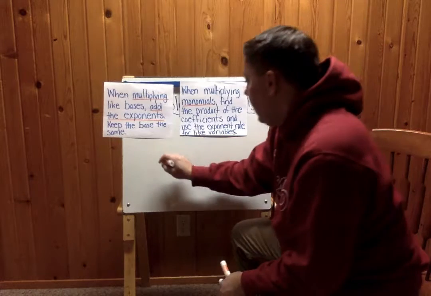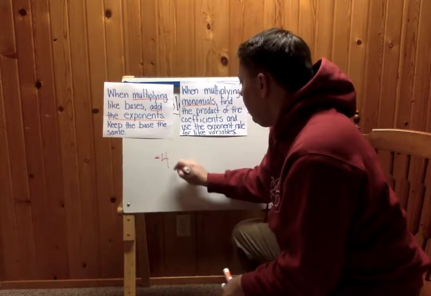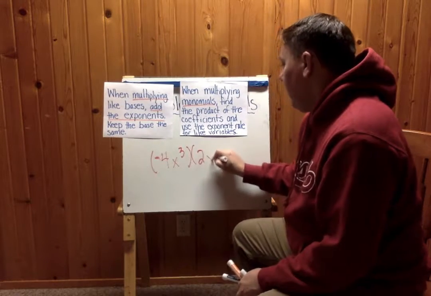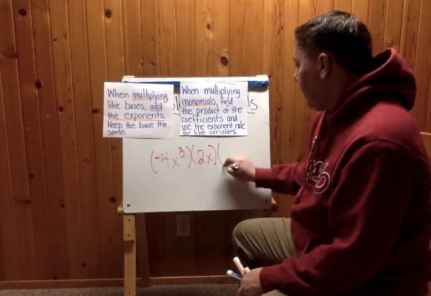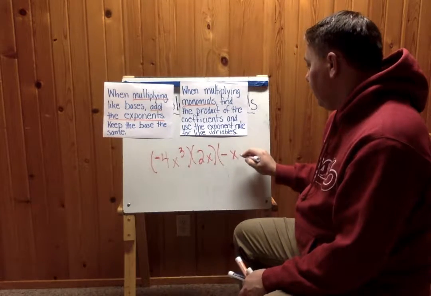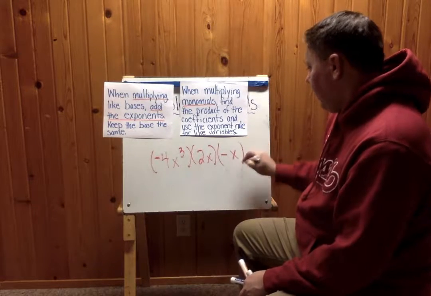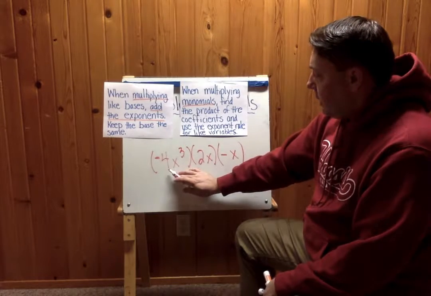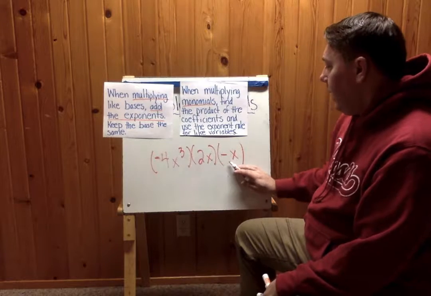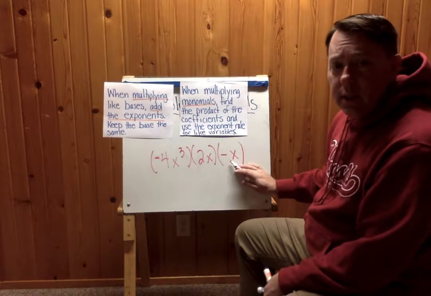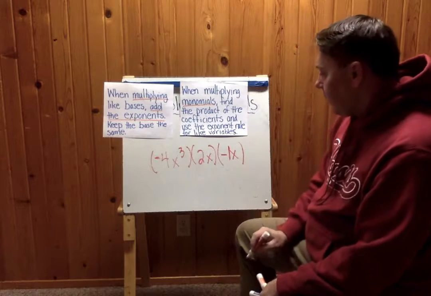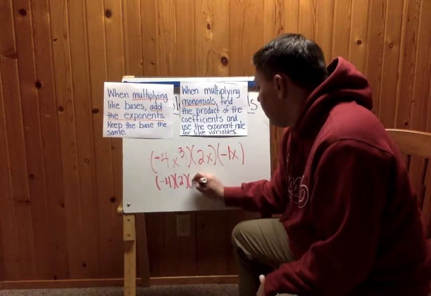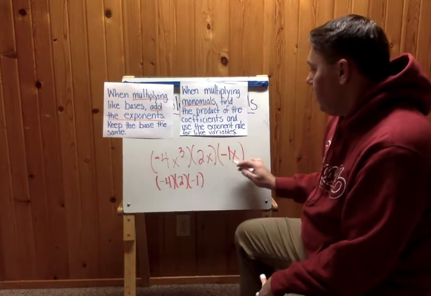Let's take 4, let's make it negative. Negative 4 x to the third times 2x, and then maybe we just have a negative x, and yeah, let's just leave it at that for now, negative x. Okay, so our coefficients in this problem are a negative 4, a 2, and here you see a negative sign. Where you see a negative sign, you're going to put a 1 because that means negative 1x. So let's rewrite this. Let's regroup the coefficients using the commutative property. Negative 4 times 2 times negative 1.